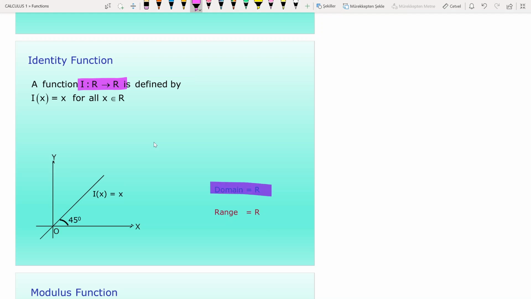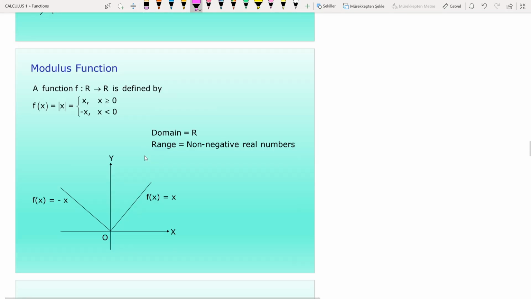And what is the range? For each value of x, you have x. Since the domain is the set of real numbers, the range is also the set of real numbers. For instance, for the value of 1 over 2, you have 1 over 2. So for each x, you have x. So the domain and the range are the same.